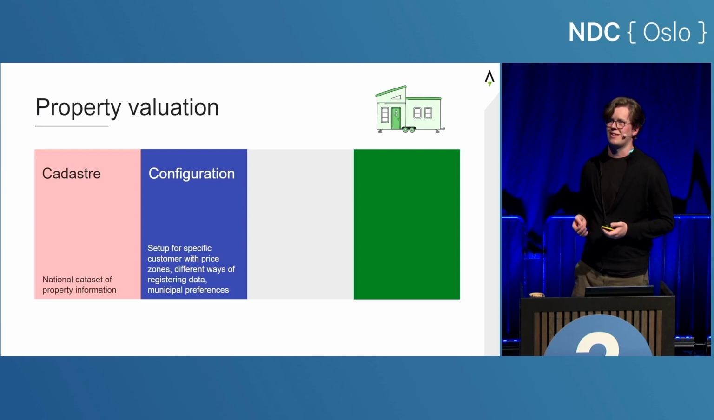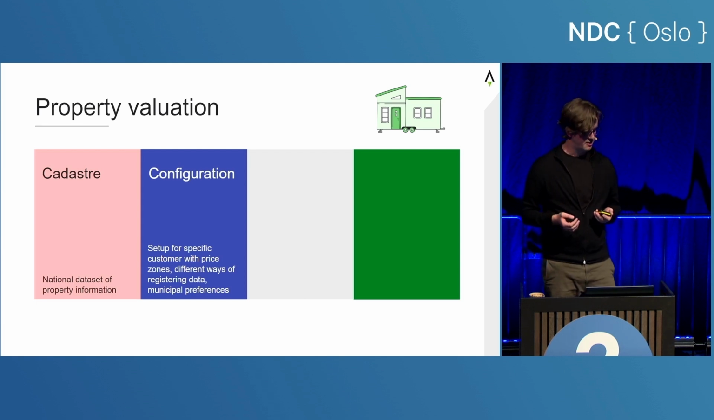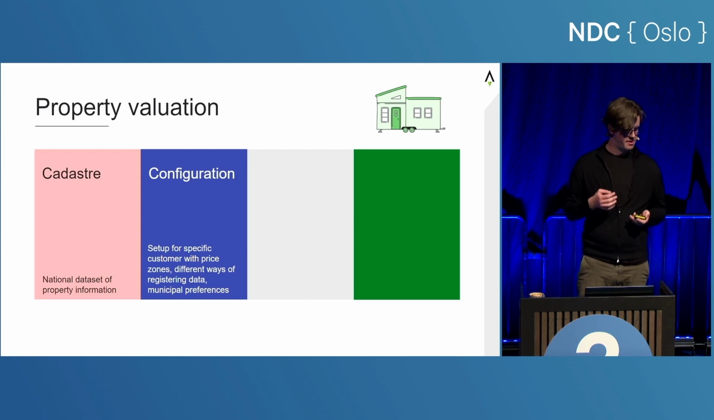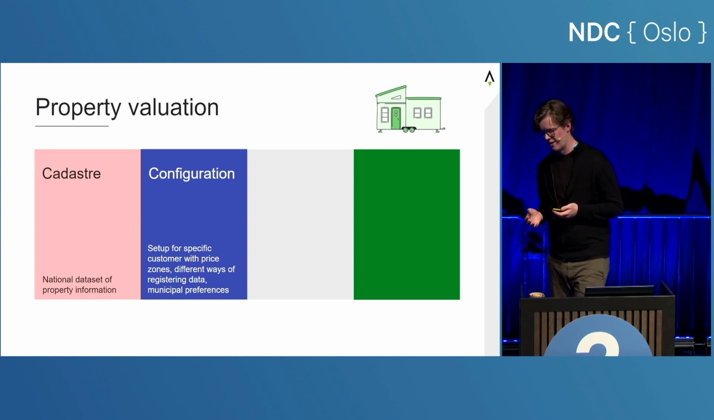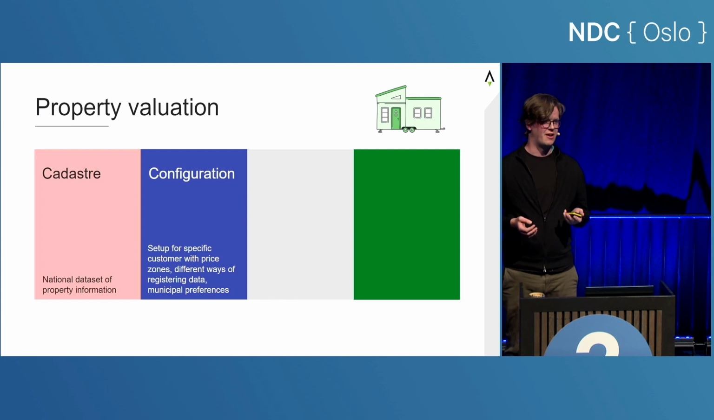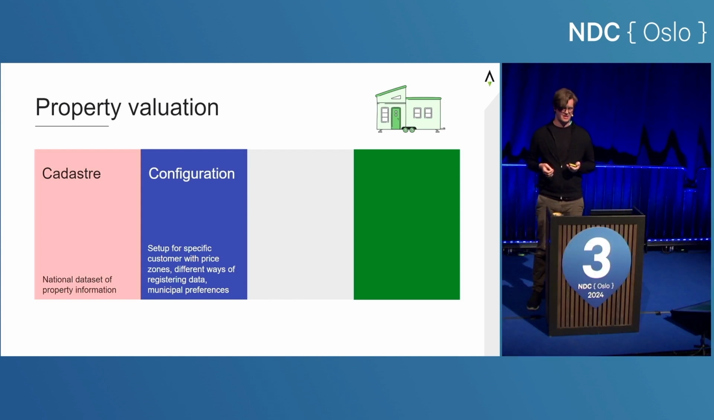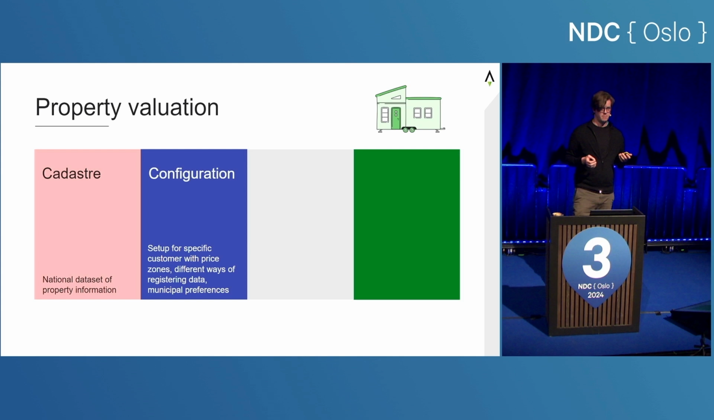Since every municipality manages their own data, they have certain freedoms in how they are registering their data and how they are using this data. So we need a configuration to make sure that everything maps up nicely. Also, properties are very different here in Oslo or in other big cities, and if you go to a smaller municipality in the rural areas, the prices are different, the types of buildings are different.